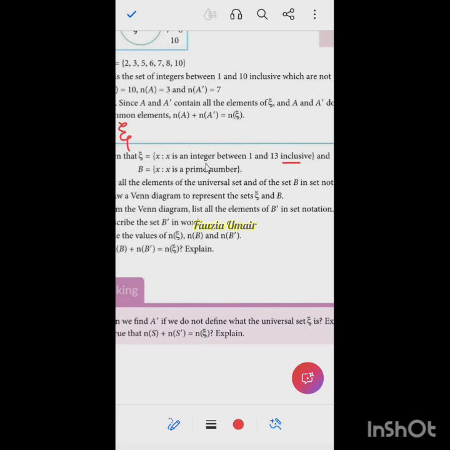So now that I know this universal set contains elements from 1 till 13, right? But they are integers. So what do I do now? They are all integers, integers between 1 and 13. So what does that mean? Should I write down the negative numbers as well? No, because between 1 and 13 there are no negative numbers.